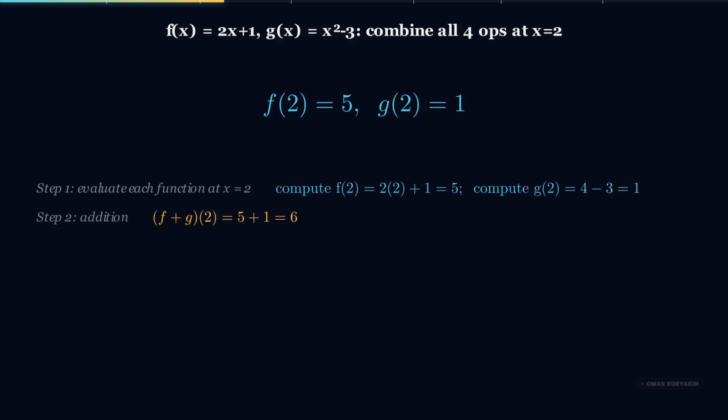Step 2. Compute f plus g of 2. Apply addition: 5 plus 1 equals 6. So f plus g of 2 equals 6. The combined function at input 2 produces the output 6.